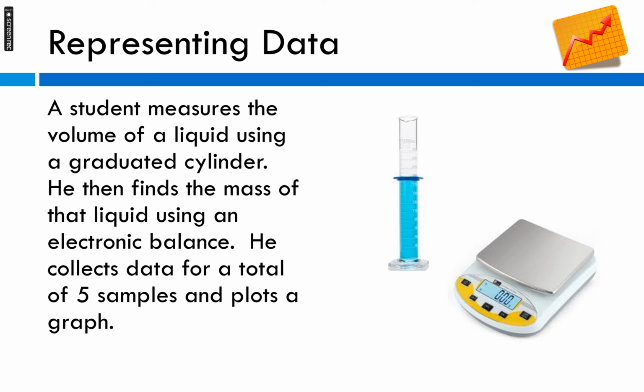Okay. So let's take a look at an example. A student measures the volume of a liquid using a graduated cylinder. He then finds the mass of that liquid using an electronic balance. He collects data for a total of 5 samples and plots a graph. All right, so this is, of course, a very middle school level experiment. But let's take a little bit of time to look at how the graph would be plotted, make sure that we can label it correctly, and then find the relationship between the variables.